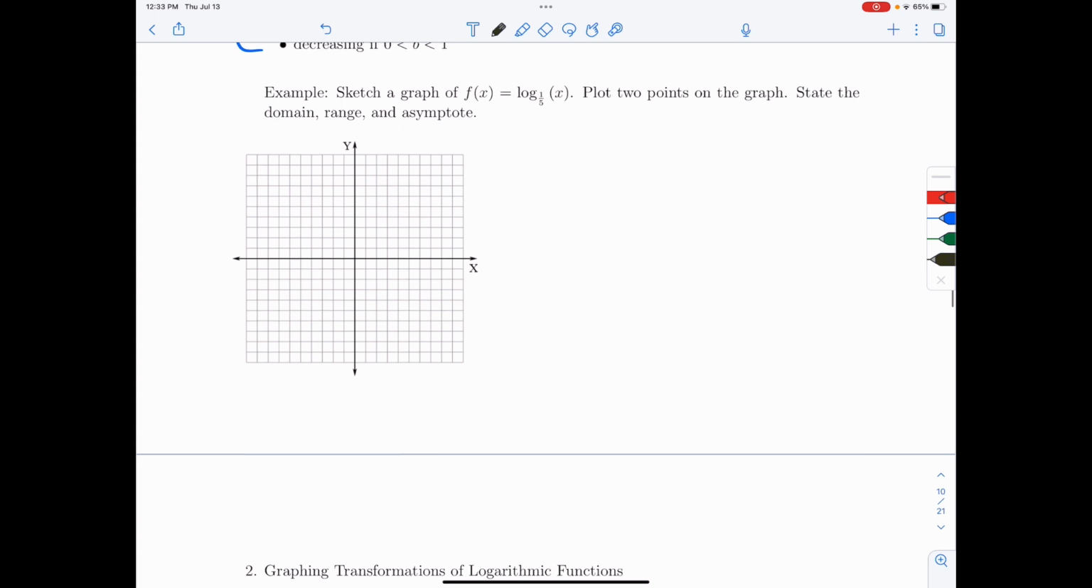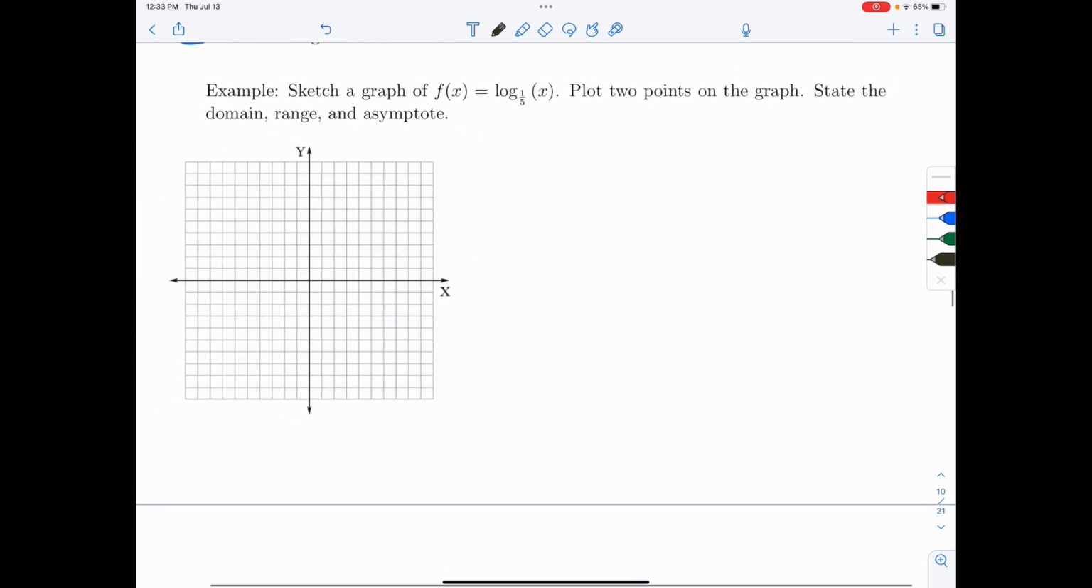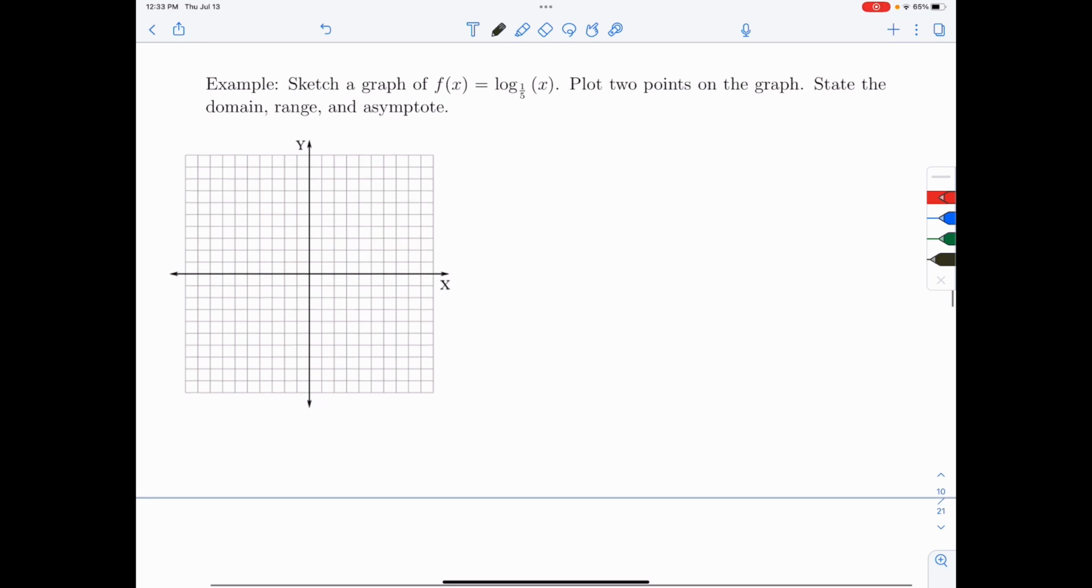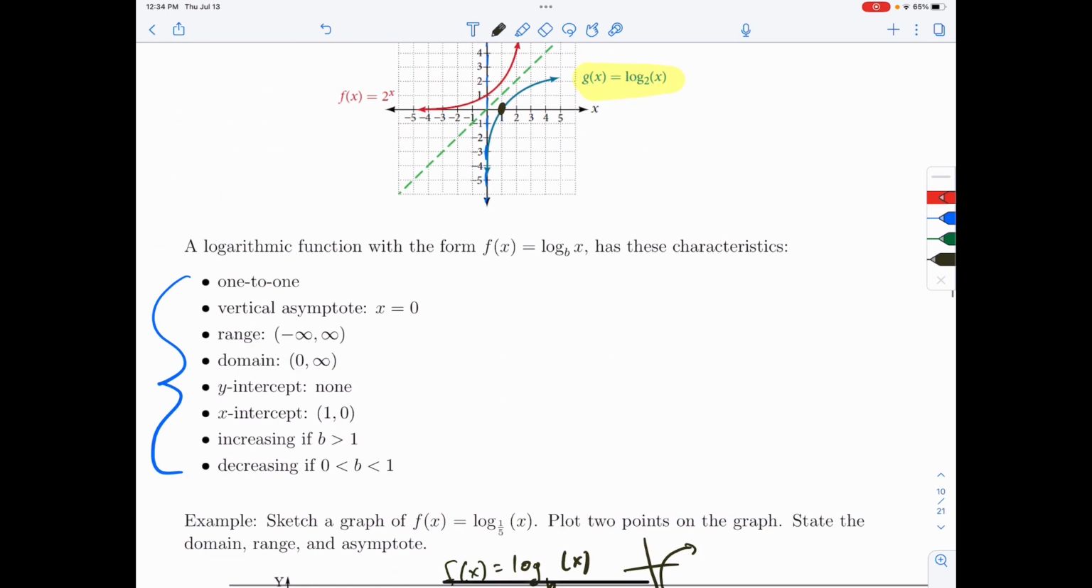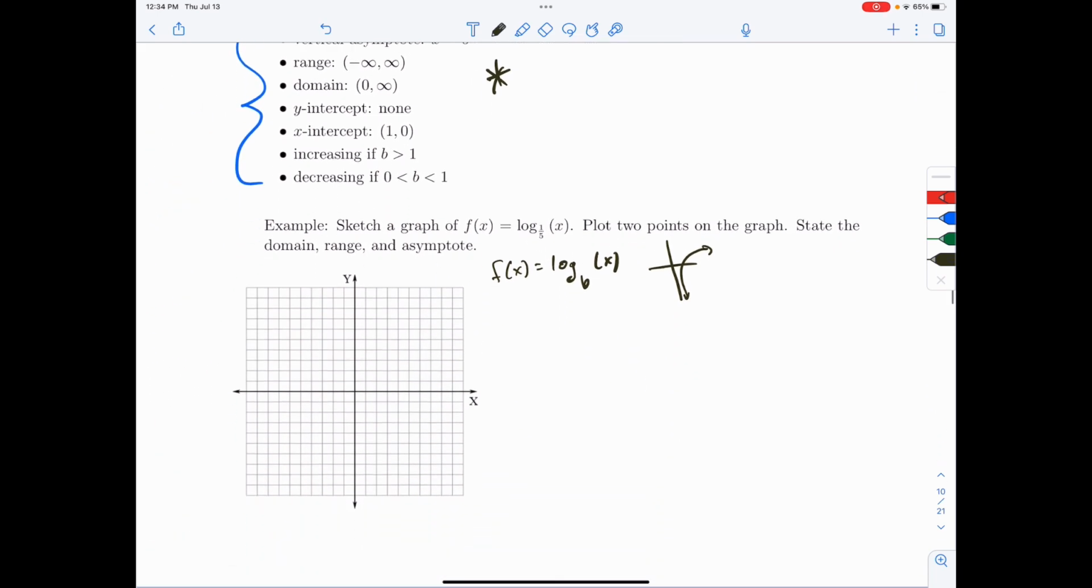So let's just graph a basic log function, log base 1/5 of x, plot 2 points on the graph, and state the domain, range, and asymptote. Okay, so this is in the form log base b of x. Because of that, it is going to have pretty much the same shape and characteristics as everything we had up here. So there are no transformations on this one.